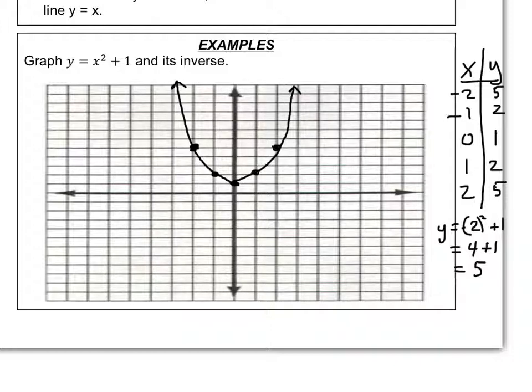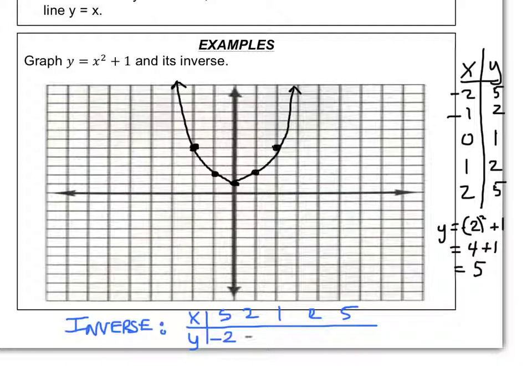Now to find the inverse, I'm just going to take these x and y values and flip them. My x's become y's and my y's become x's. So now my x's are going to be 5, 2, 1, 2, and 5, and my y values are now going to be -2, -1, 0, 1, and 2. I'm going to plot those ordered pairs, and that's going to be the graph of my inverse. So I'm going to go right 5 and down 2.